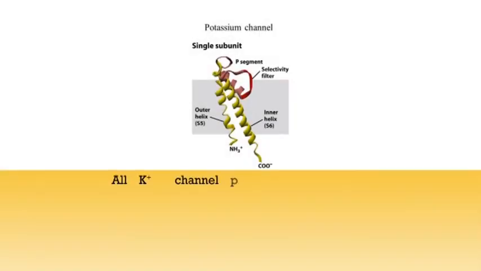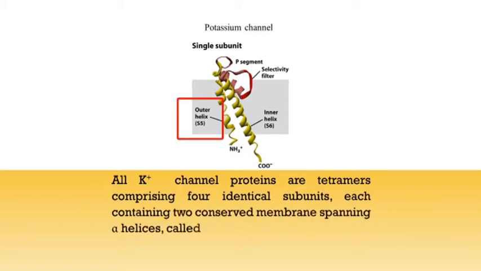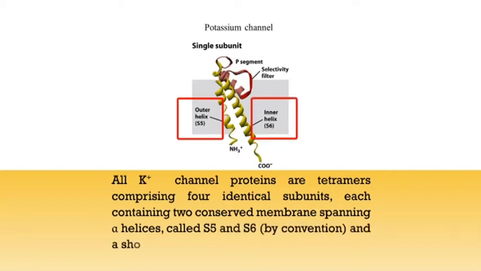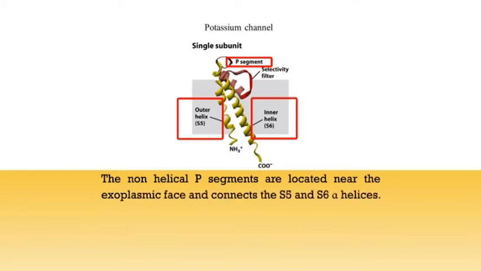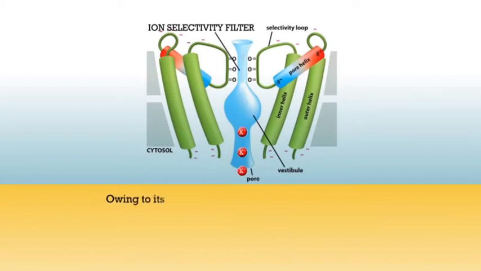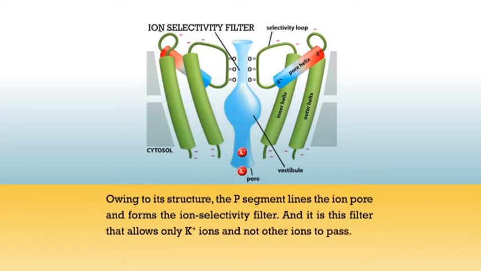All potassium channel proteins are tetramers comprising 4 identical subunits, each containing 2 conserved membrane-spanning alpha helices called S5 and S6 by convention, and a shorter P or pore segment. The non-helical P segments are located near the exoplasmic phase and connect the S5 and S6 alpha helices. Owing to its structure, the P segment lines the ion pore and forms the ion selectivity filter. And it is this filter that allows only potassium ions and not other ions to pass.